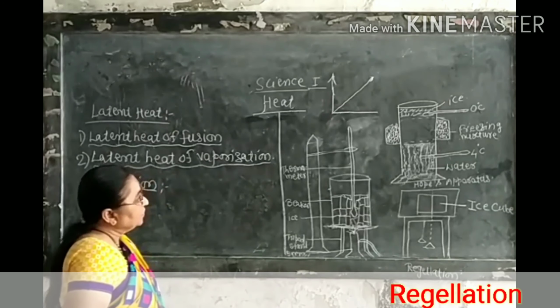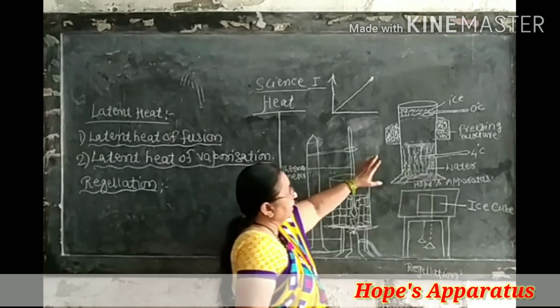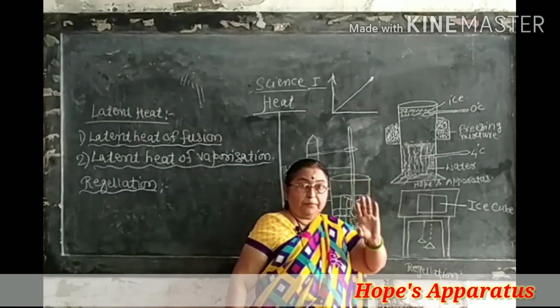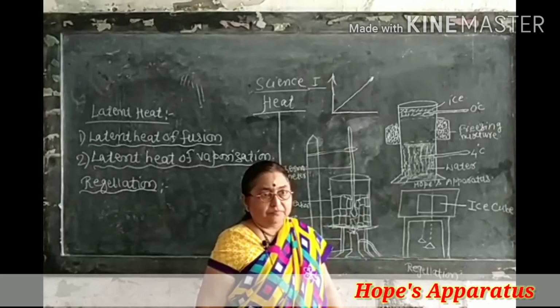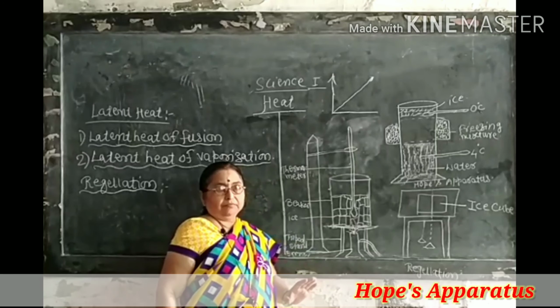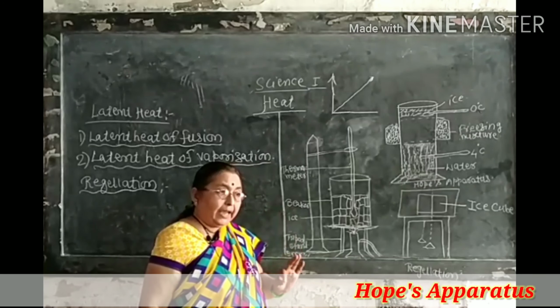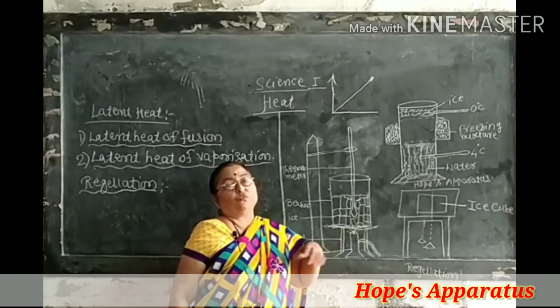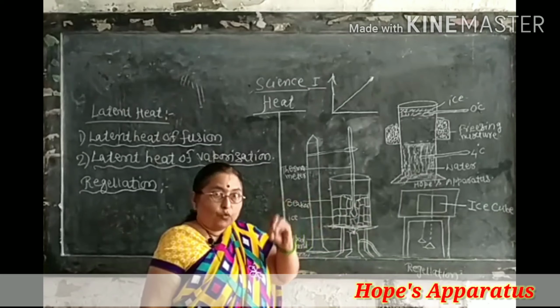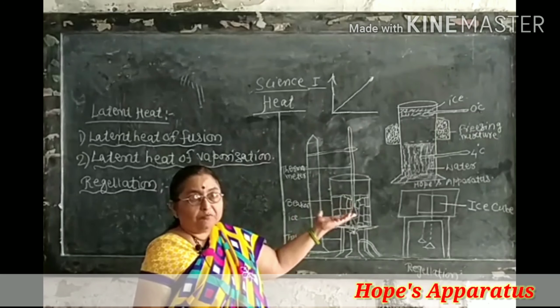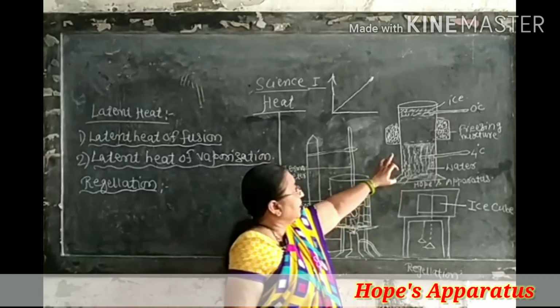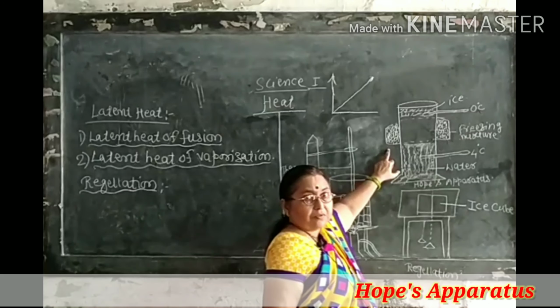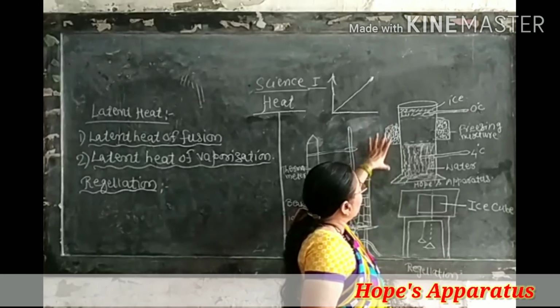Now we have to study the special character given to the water. Now what is its aim? Why nature has given this special character to the water, we will see afterwards. But what this special character of the water is, we will see with the help of Hope's apparatus. This is called Hope's apparatus.